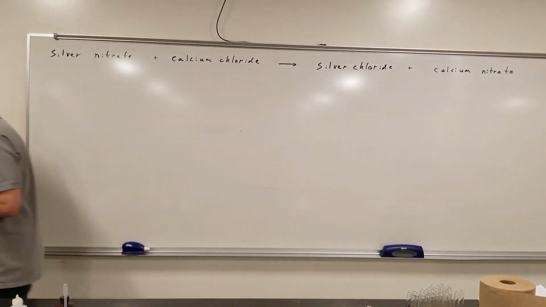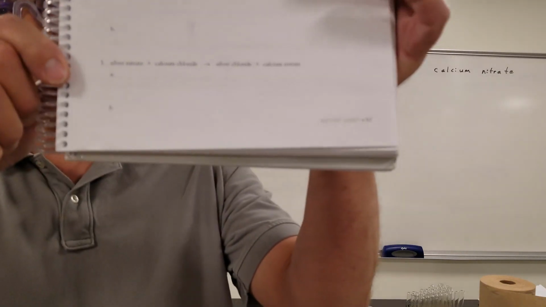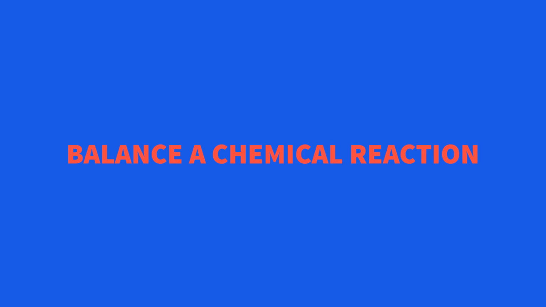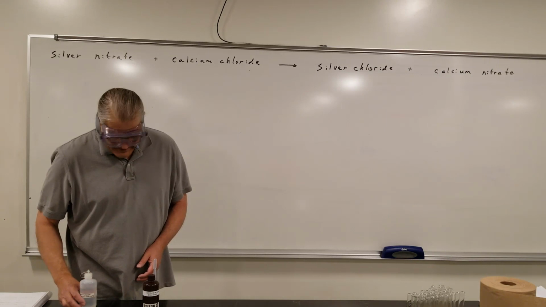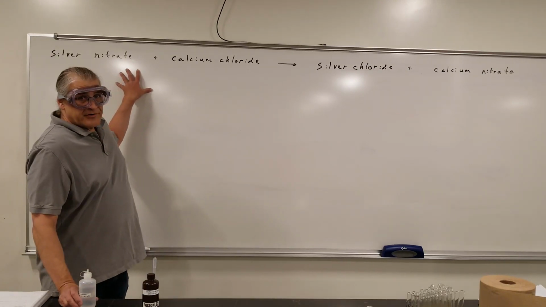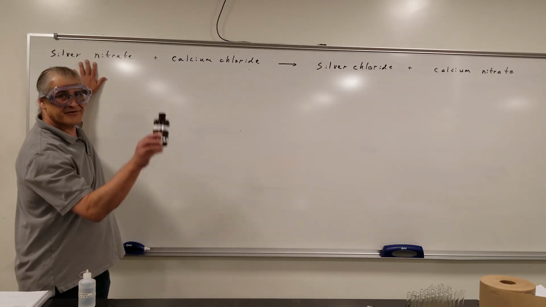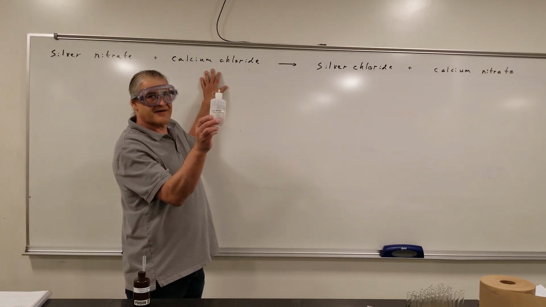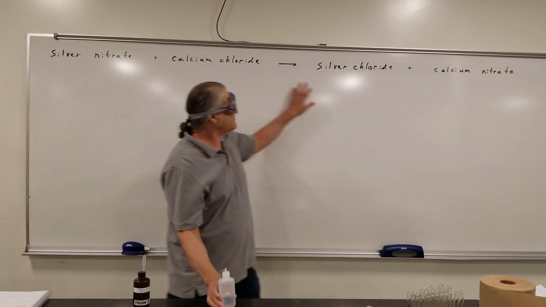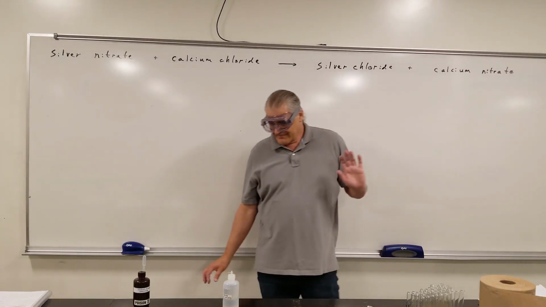So if you look at your report sheet, we'll do number 3 here for you. Okay, first I'll show you the reaction. We give you the reaction in words on the report sheet. So the report sheet says silver nitrate. Here's your silver nitrate. Mix it with calcium chloride. You'll get your product, silver chloride and calcium nitrate.